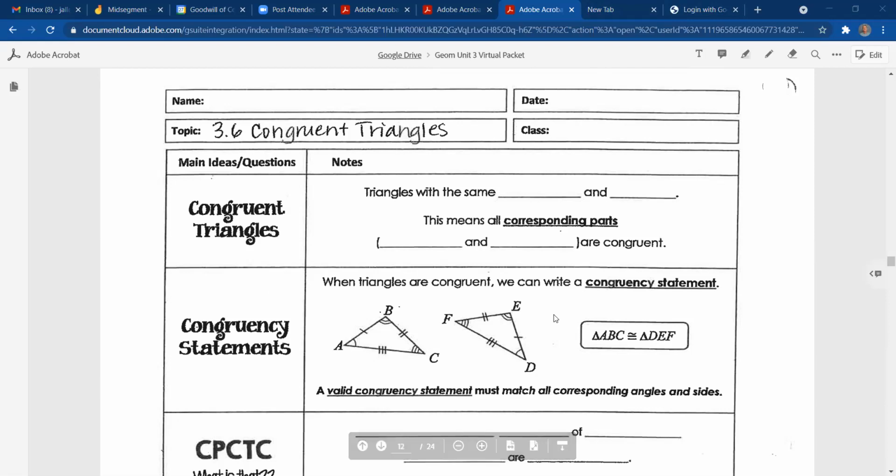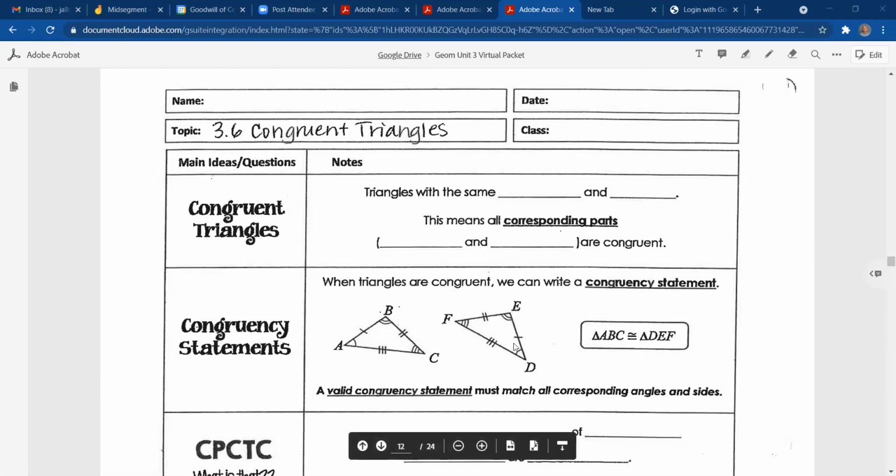If you're looking at congruent triangles, you're going to be able to write what's called a congruency statement. Very important. This second section here, congruency statement, shows you two triangles, ABC and DEF. Can we tell that they're congruent from the drawings? Yeah. Heck yeah. That's the easy part.